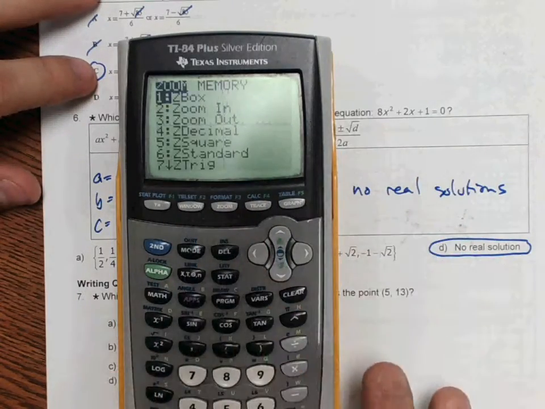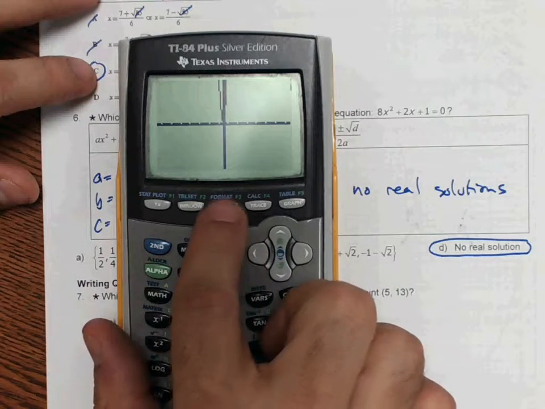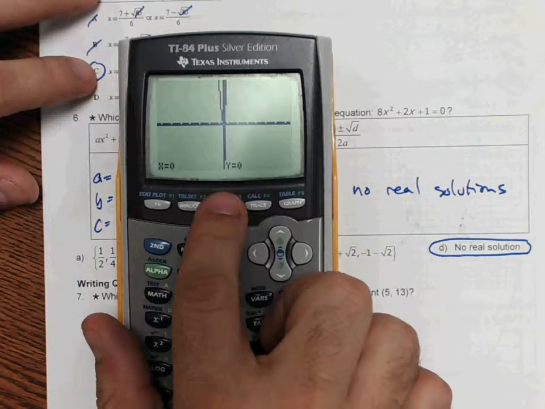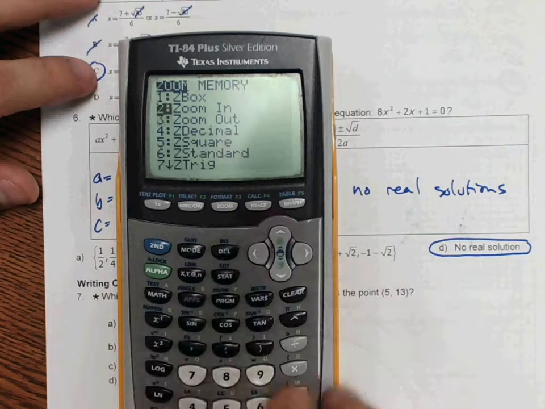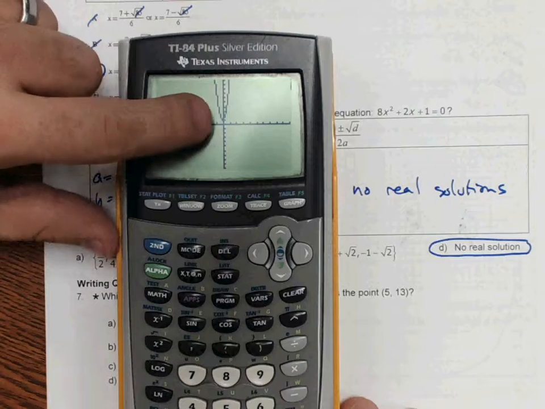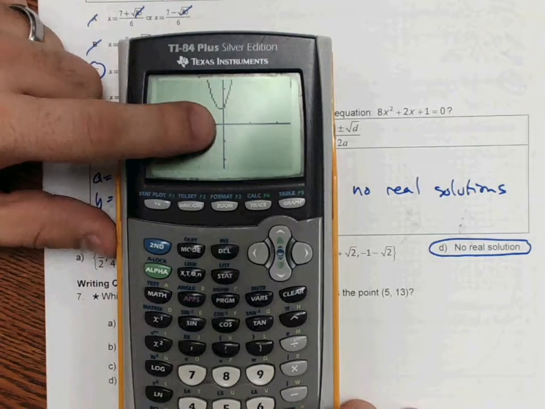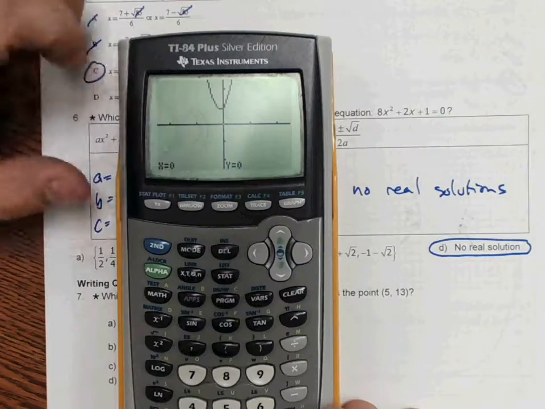I'm going to zoom in on this one just to be sure. Oops, I pressed zoom out. Let me fix that. Let me zoom in so I can get a closer look just to make sure it doesn't cross. And there you go. It doesn't reach the x-axis, so there is no real solution for this one.